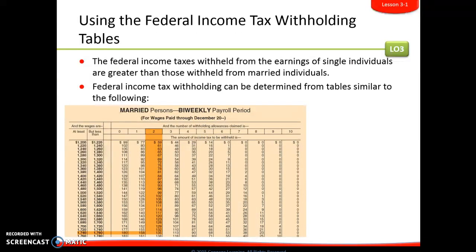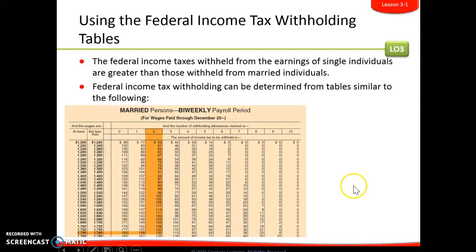Using the federal income tax withholding table. So the federal income taxes withheld from the earnings of single individuals are greater than those that are going to be withheld from married individuals. Federal income tax withholding can be determined from tables that are similar to the following. So there's actually tables that are used to figure out what those deductions are going to be. Now, they just give us an example of a married one, but there is a different one for single.